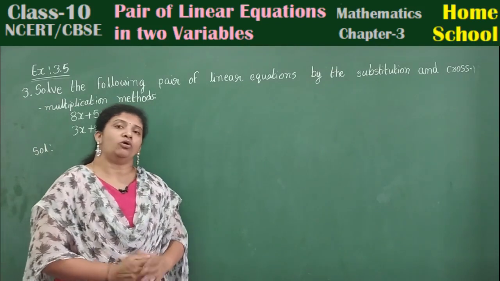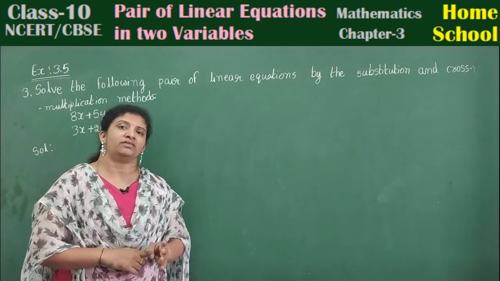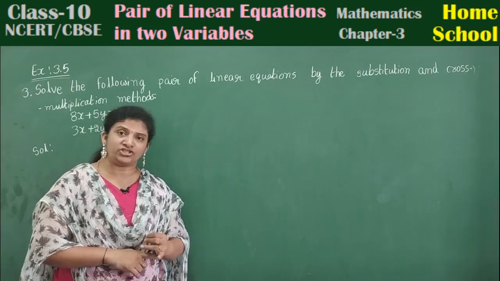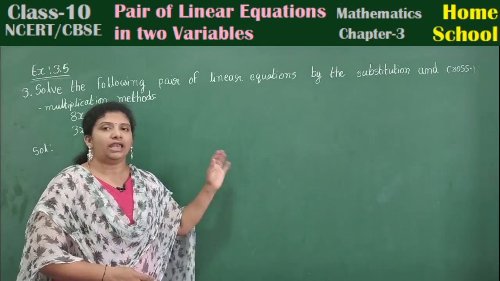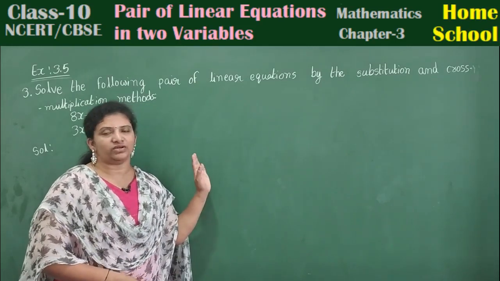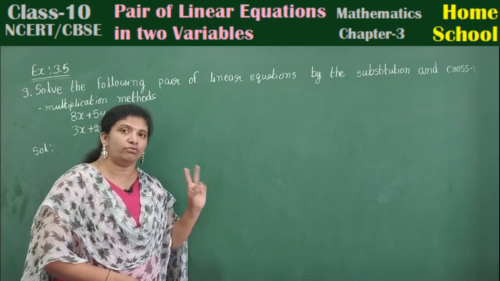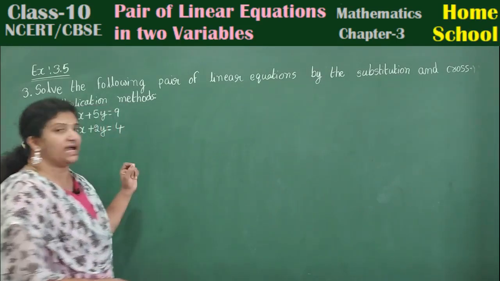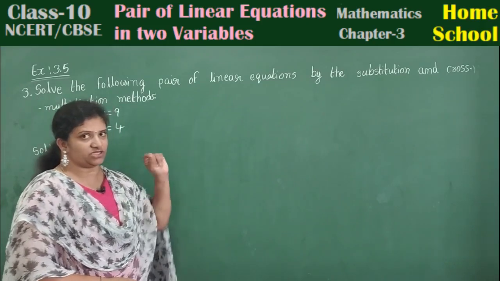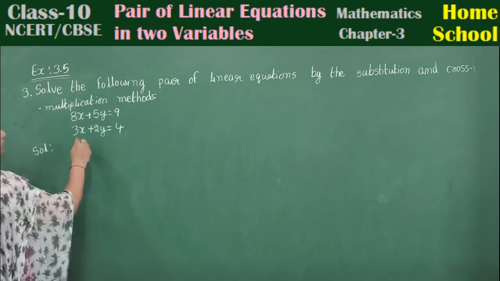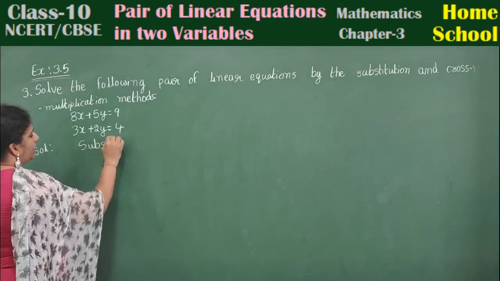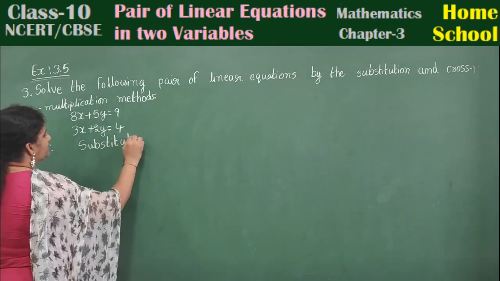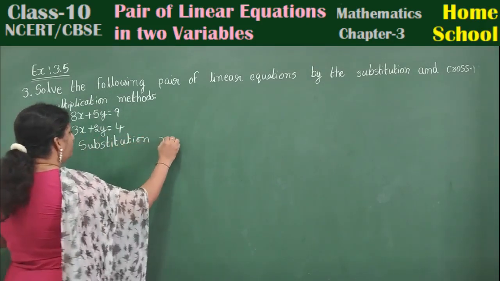Till now we know all the methods: graphical method, substitution method, elimination method and cross multiplication method. Now this pair of linear equations we need to solve in both the methods. Let us start with the first method, that is substitution method. Write the heading: substitution method.